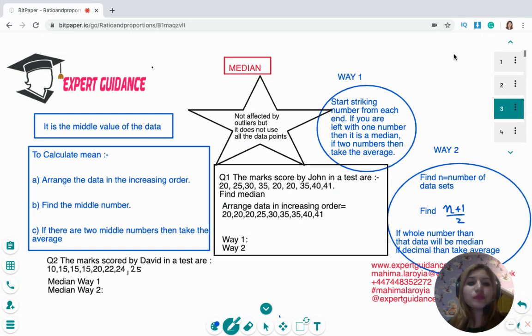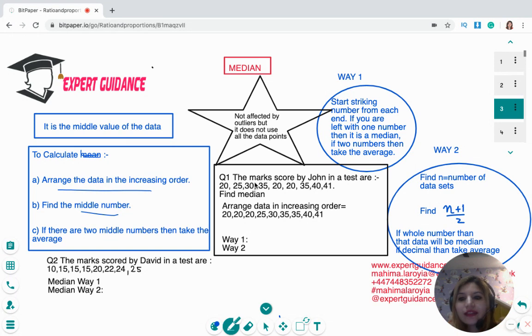Now let's come to the median. What is the median? Median is just the middle value of the data. To calculate the median, we arrange the data in increasing order and find the middle number. If there are two middle numbers, then we take their average. So in the median, first you arrange all the data in increasing order and work out the middle value.